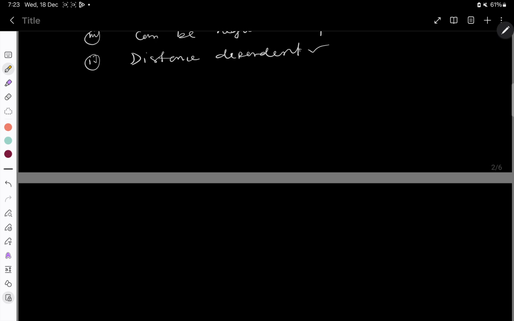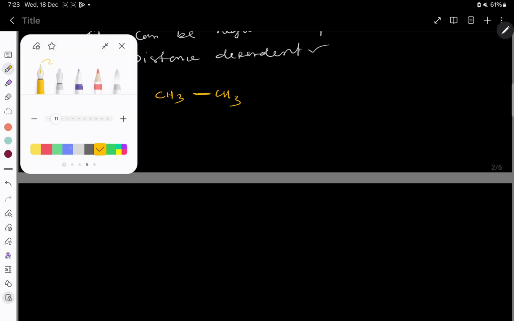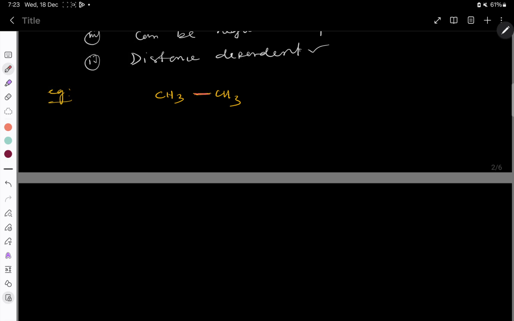Suppose I am taking one example, ethane, CH3-CH3. Tell me one thing, is this bond polar or non-polar? Obviously, here the electronegativity difference is 0. Obviously, this bond is non-polar, right? This bond is non-polar. Okay, fine.